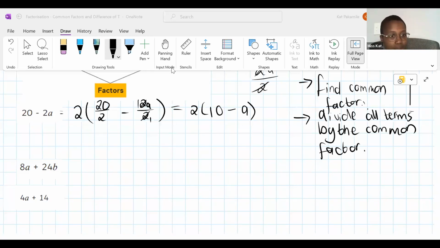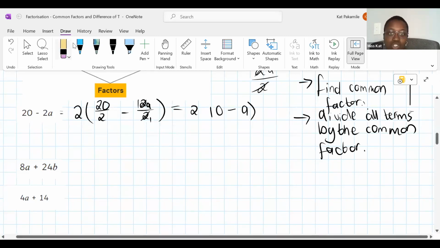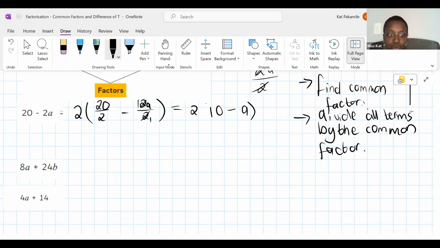Or you can just multiply without them. Ma'am, do you have to put the brackets? Yes, you do have to put the brackets, Odenda. If you do not put brackets, you are telling me that you're only multiplying 10 by 2, which is not true. We want to multiply both terms by 2. So you have to put the brackets. I love that question. Yes, it is a must. Did you see why? Were you looking when I explained?